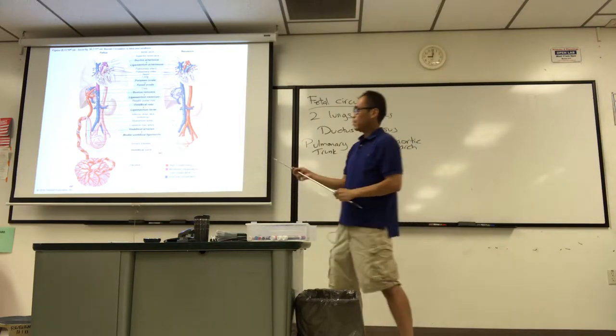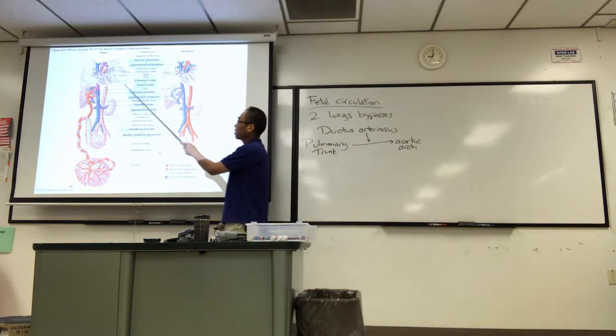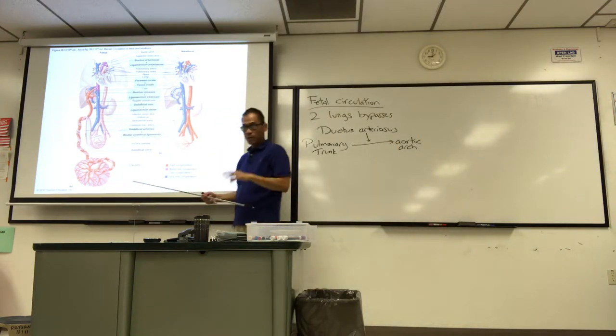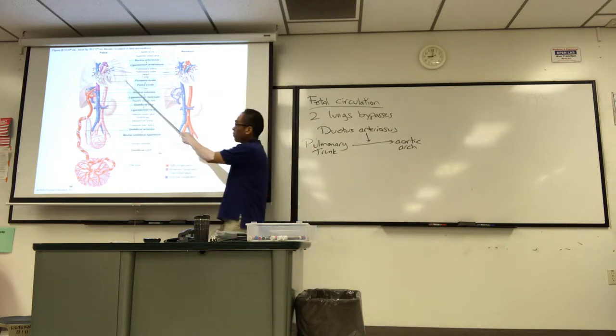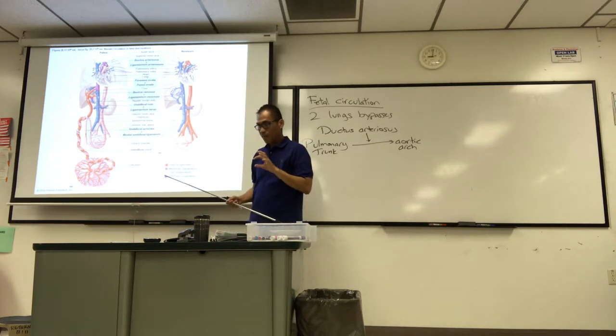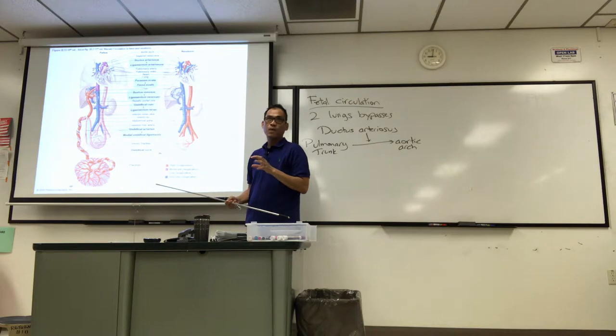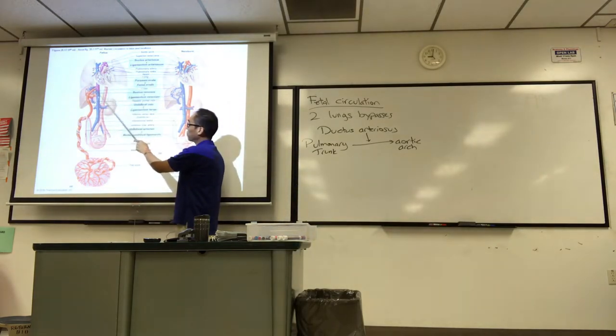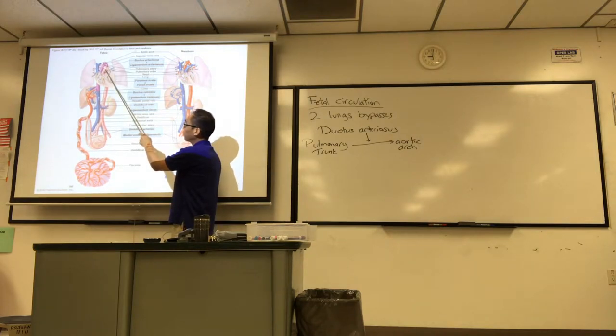Because when baby's in water, the lungs are filled with water. Fluid-filled lungs provide a lot more resistance to blood flow. So blood always just flows down the path of least resistance. So in fetal circulation, there's too much resistance in pulmonary circulation for blood to flow to it. So it naturally wants to go straight from pulmonary trunk to aortic arch.